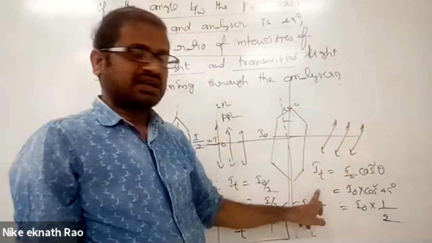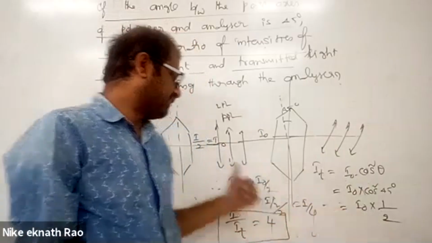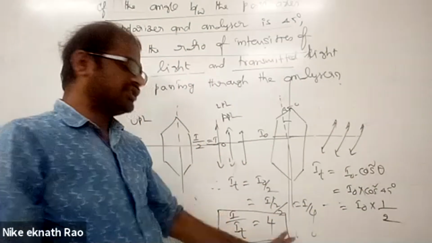Depending on the angle, the transmitted intensity IT is I naught cos square theta. I naught into cos square 45 is 1 by 2. But I naught is I by 2, so IT is I by 4. The question asks I by IT, which is 4.